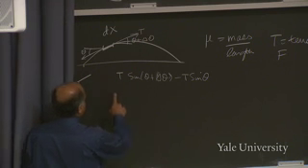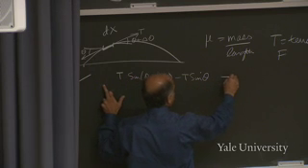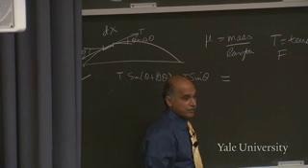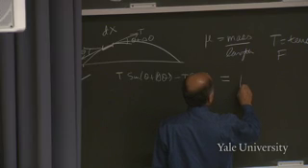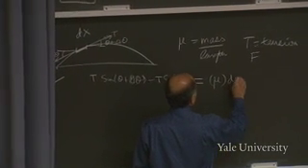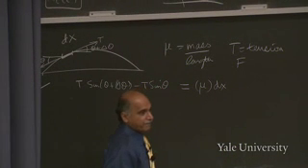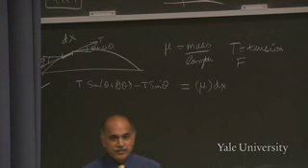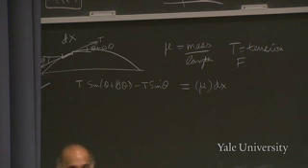Next approximation, that's the force. That's going to be mass times acceleration. The mass of this little segment is the mass per unit length times the length of this segment. Now, what is the acceleration in the language of calculus? What is the acceleration here?